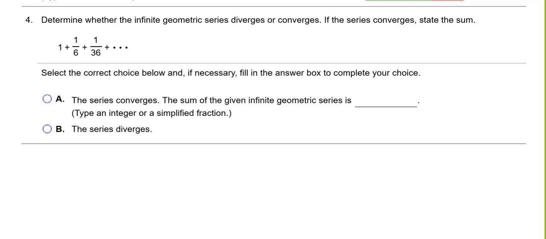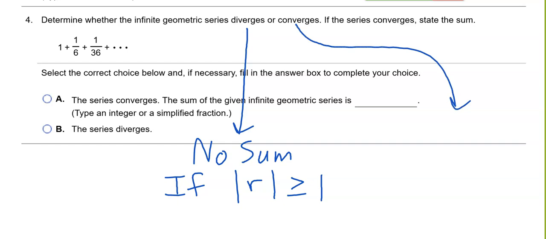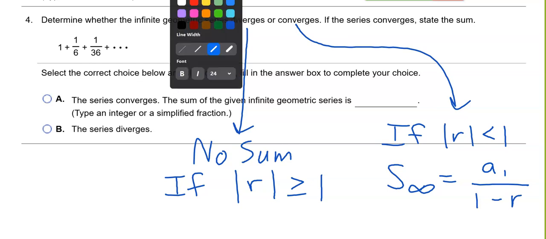Okay. Determine whether the infinite geometric series diverges or converges. Okay, diverges means there is no sum, and that would only be true if the absolute value of the multiplier was greater than or equal to 1. Converges happens if the absolute value of r is less than 1, and then we can use the infinite formula: first term over 1 minus r. So we've got to figure out which one of these situations we're in.